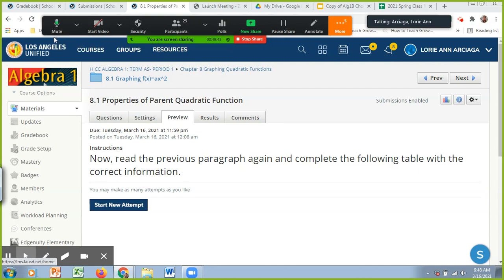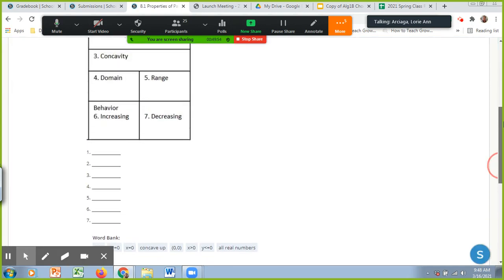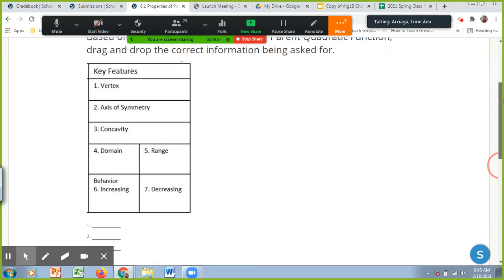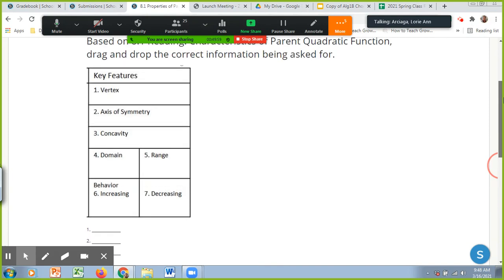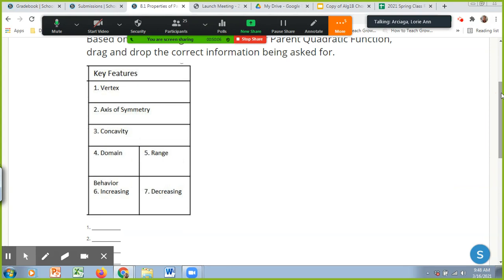So now that we've seen the previous paragraph and you have already written down your notes, what I would like us to do is to fill out this chart over here. Okay, so we've identified and written down all the answers. You just have to kind of match them up, right? Just want to mention concavity is just a fancy name for whether your graph is opening upward or downward. So opening upward or downward.